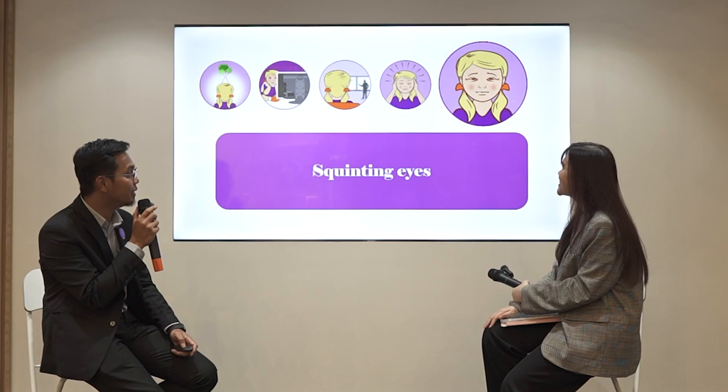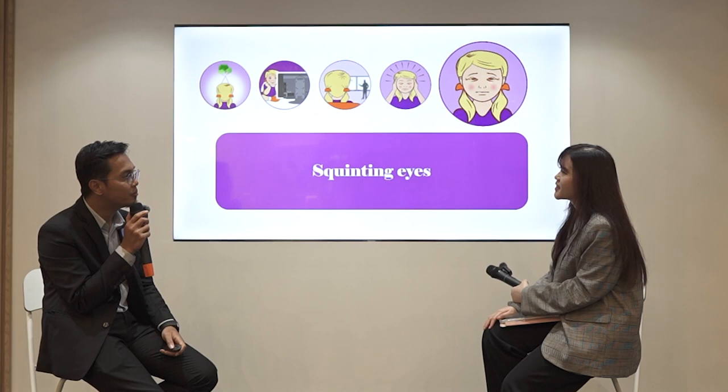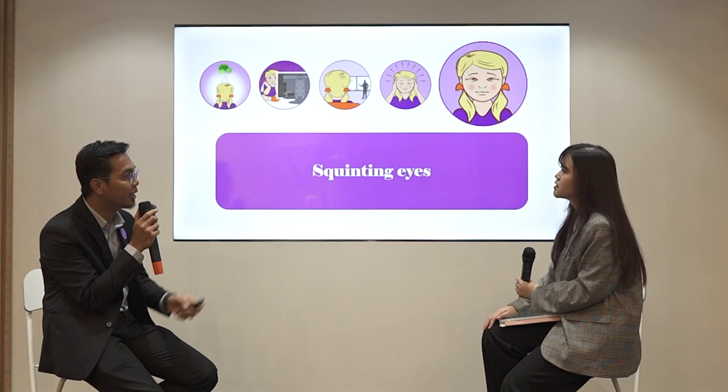Why? Because when they squint the eyes, they somehow make like a pinhole effect. So they make the focus better for them. So that's why they tend to squint the eye. Yeah, the parents have to see this.